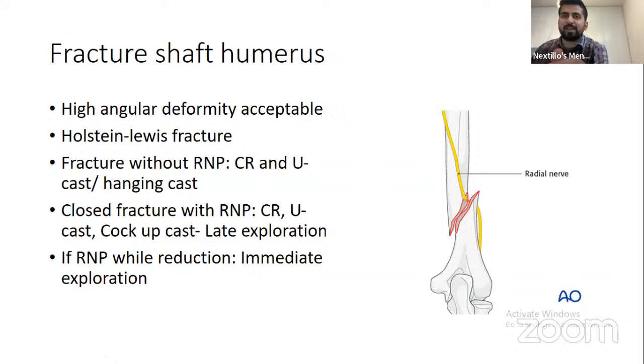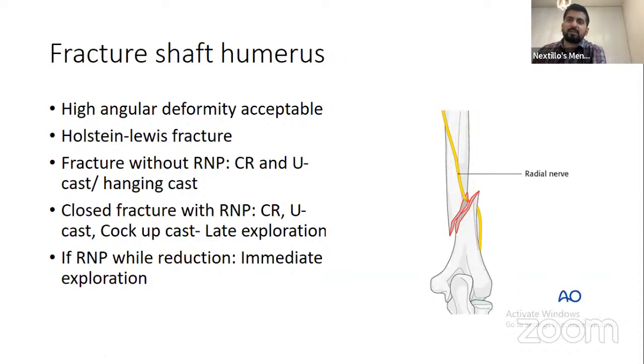Now, how to manage a fracture of the shaft of humerus? As we can see, deformities are acceptable in a fracture of the humeral shaft. So fractures without radial nerve injuries can undergo closed reduction and a U cast or hanging cast. Again, this has been asked in the exam time and again, which cast is used for a fracture shaft of humerus, and it's the U or hanging cast which is used.